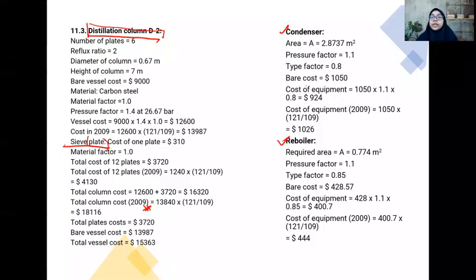And then for the condenser and reboiler, it used the same method, which is considering the cost of the equipment, the pressure factor and also the material factor. And then after that, we can determine the cost of the condenser in 2009 by comparing with the cost index in 1999. Okay, the method for the reboiler is also the same as we did for the condenser.